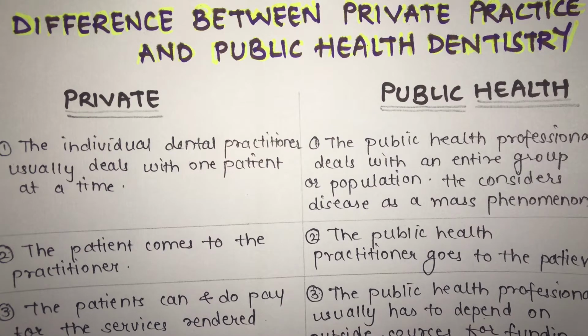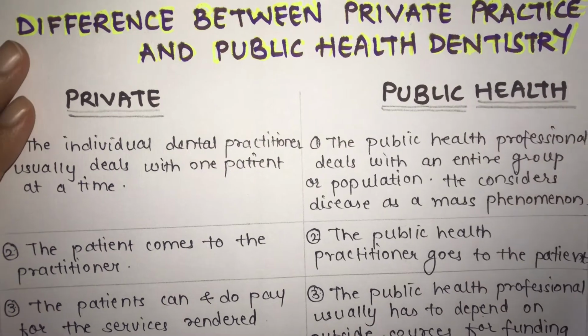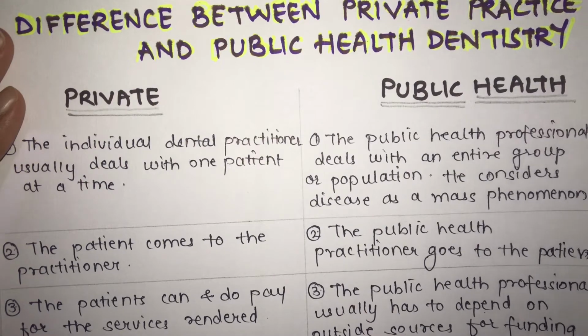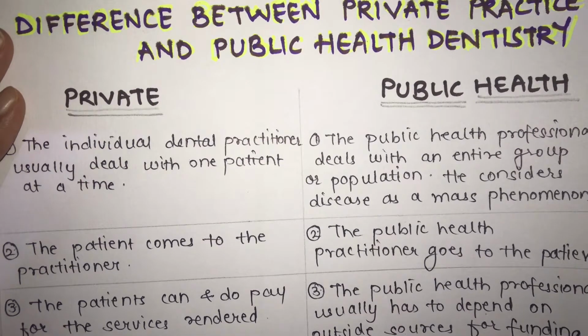And the second difference is, the patient comes to the practitioner. In private practice, if a patient has a disease or is having any problem, that patient comes to the dentist. And in public health, the public health practitioner goes to the patient. In that way, various camps are organized, so the public health practitioner is going to the patient.